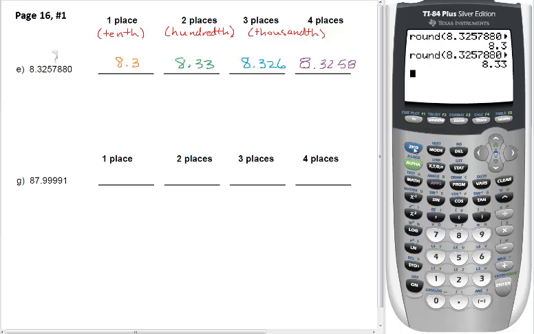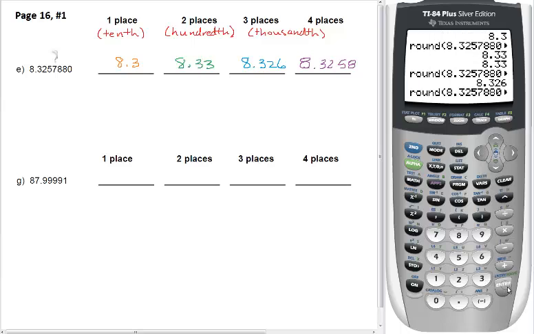Okay, doing that again. Second, bring up the last entry, go in and change it to 3 decimal places. And the answer is 8.326. Second entry, 4 decimal places, enter. 8.3258. Okay, now I've also brought up another one here, G, because it has a series of 9s in it, and sometimes people get confused by that.